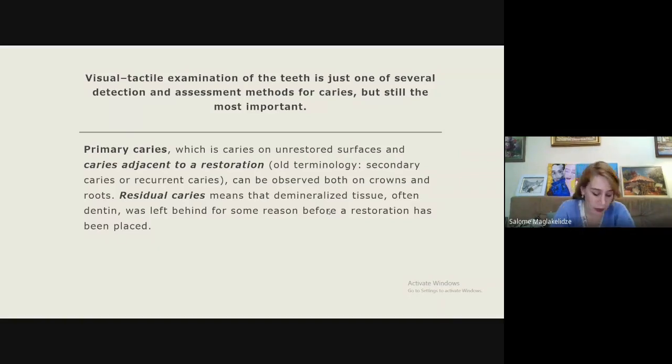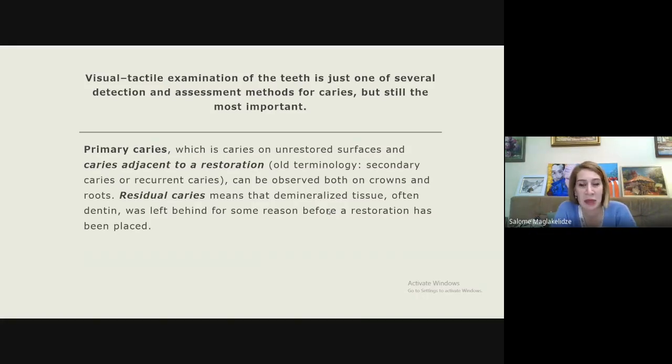First of all, I will tell you that we have some terms that you should know. These are primary caries, caries adjacent to restoration, and residual caries. Primary caries is caries on the unrestored surfaces of the tooth. Caries adjacent to restoration means we have caries near or under a restoration that we already have on the tooth.